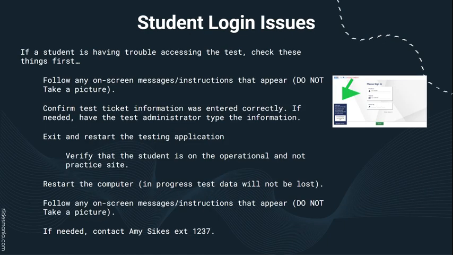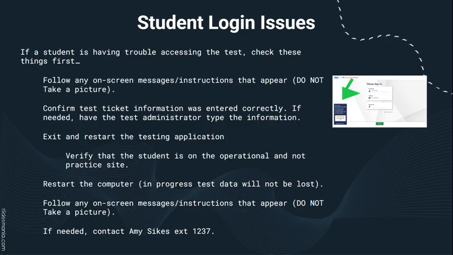If students are having trouble accessing the test, here are the general troubleshooting guidelines. Restart the application, restart the device. These 2 steps will not cause a student to lose their test or test progress. Verify the students are on the operational site and not the practice site. The operational site is blue.